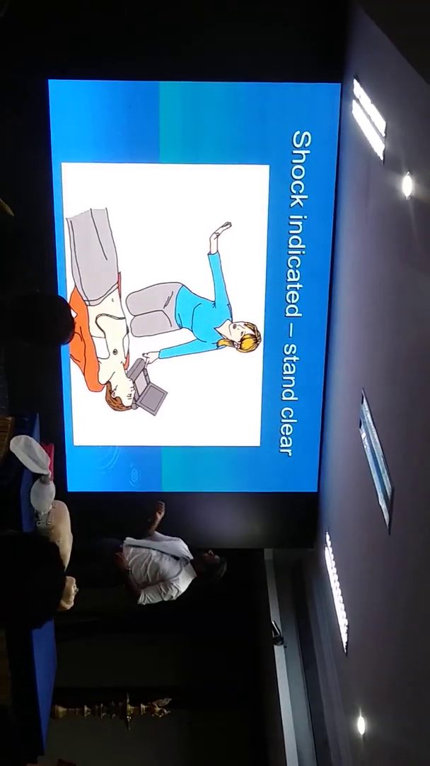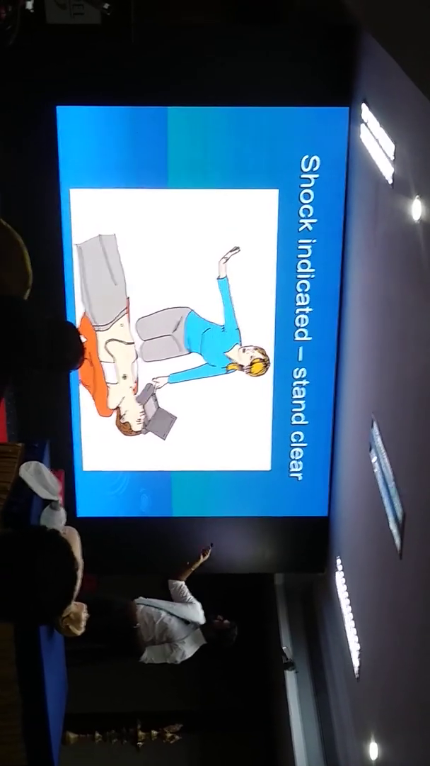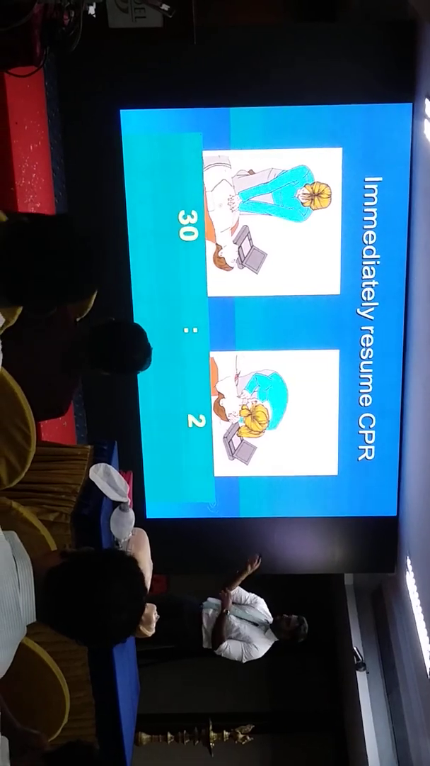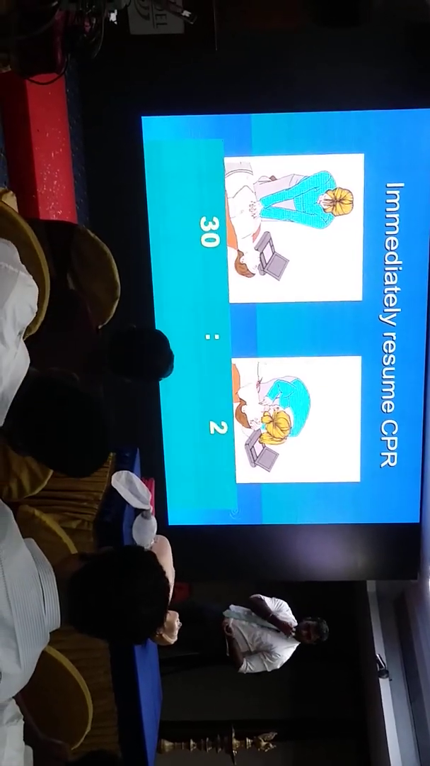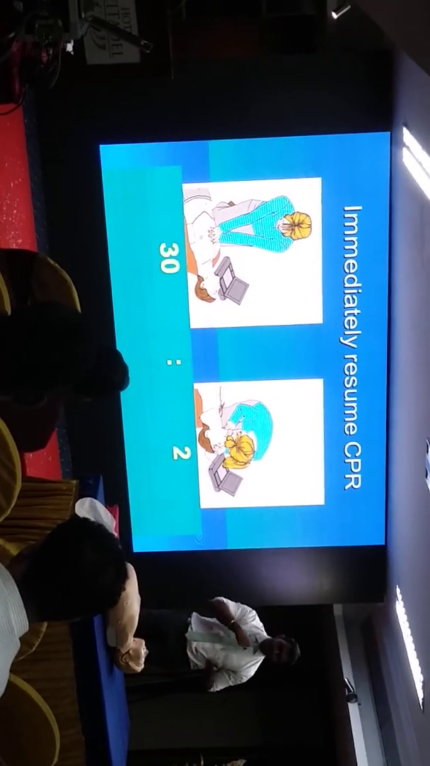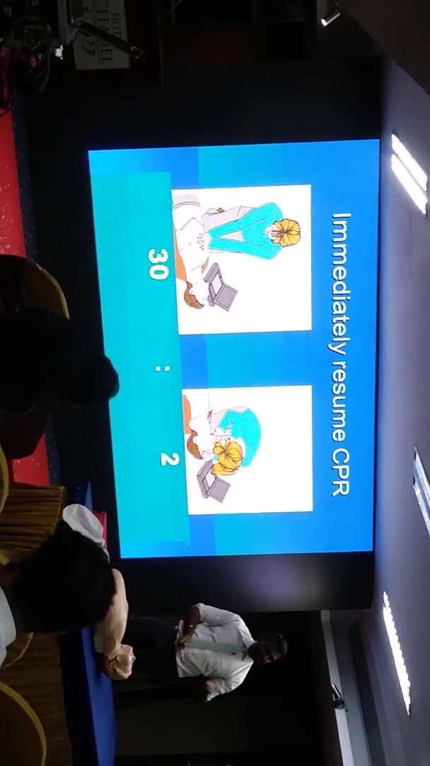Okay. So usually when shock is indicated, they say stand clear. And once the shock is delivered, again you continue CPR. That is 30 compressions, 2 rescue breaths. 30 compressions, 2 rescue breaths until the emergency response team or the paramedical services arrive at the scene. Okay. And then they put the tube and they take over. They stabilize the patient, they take the patient to the ICU emergency and all that.